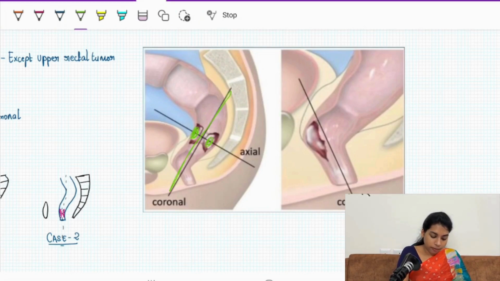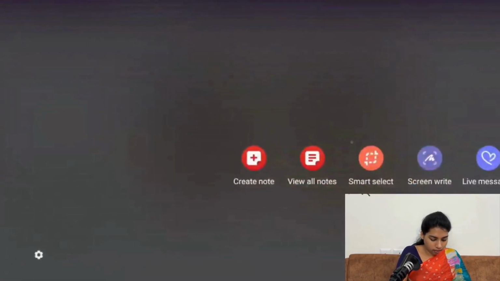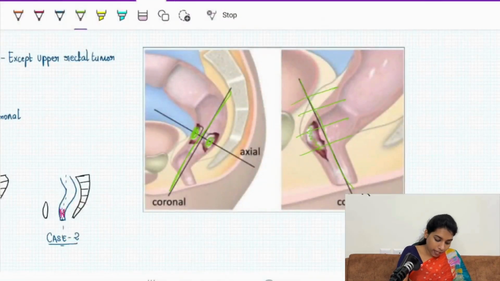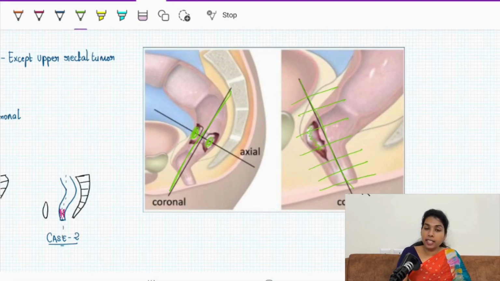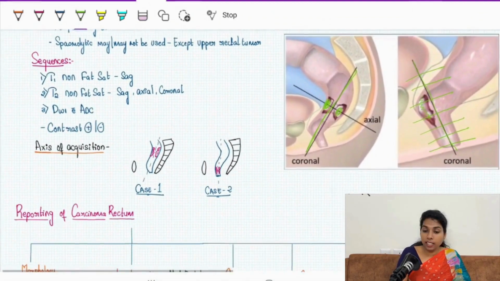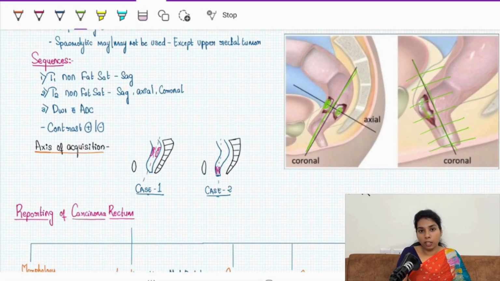And however, if a tumor, that is a CA rectum, is situated at an anorectal junction or in the anal canal, the axis of acquisition again will change. It will be parallel to the axis of the tumor, and then you take an axial cut like this, which is perpendicular to this axis. So this is very important, guys. How do you plan the acquisition of CA rectum? Because if the planning is not right, all of your staging will go wrong.